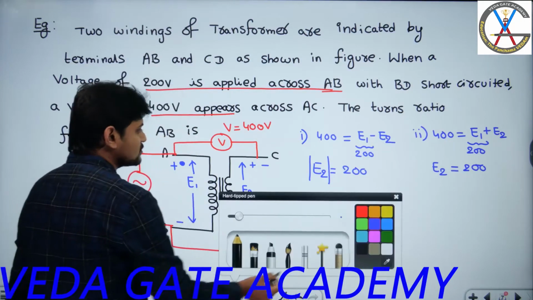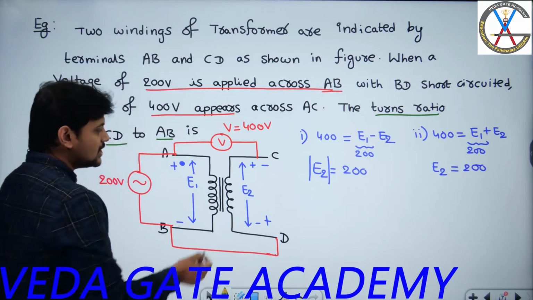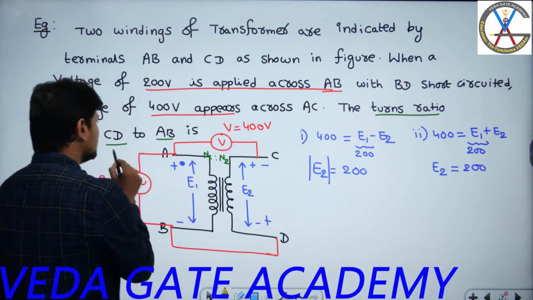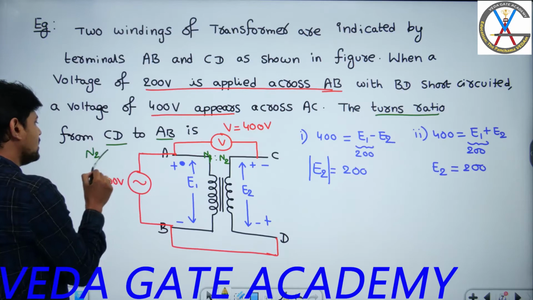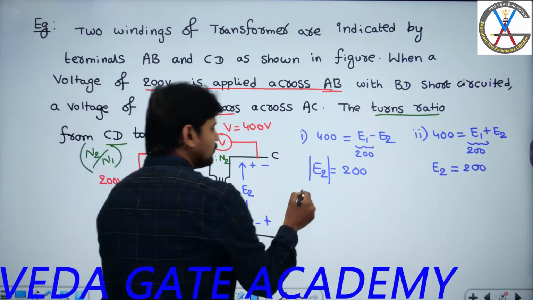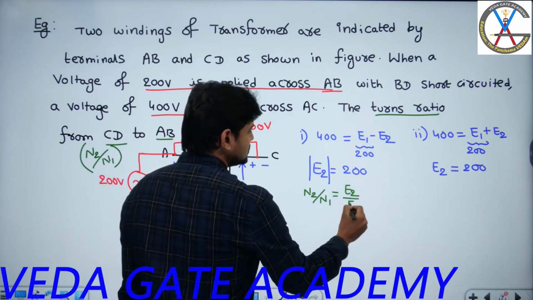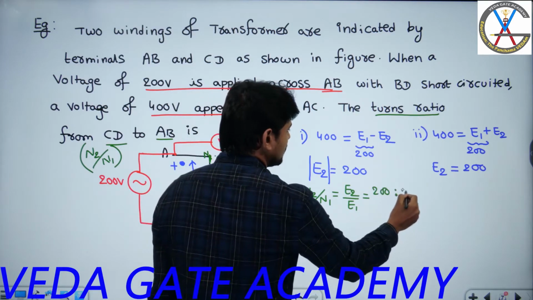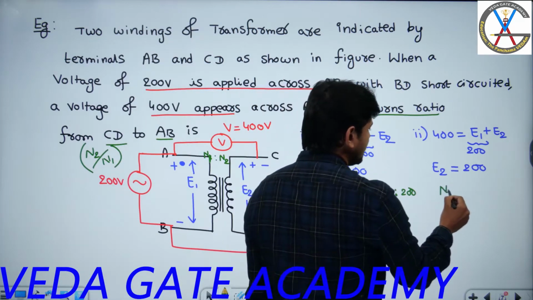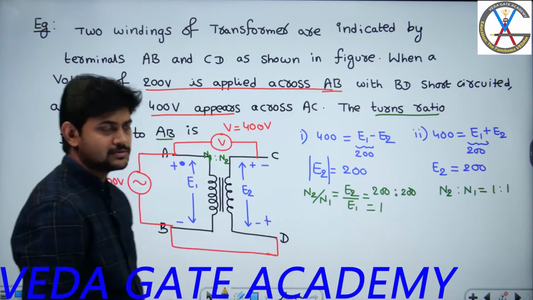What I need to determine in this question, guys, is the turns ratio between whom? CD to AB. So I need to calculate E2 by E1, or N2 by N1. If I assume this is N2 and this is N1, I need to calculate N2 by N1. Turns ratio is our task. N2 by N1 is nothing but E2 by E1, right? So what is N2 by N1 in this case? It is equal to E2 by E1. What is E2 here? 200. And E1 is also how much? 200. So you are going to get a 1:1 transformer. Whereas in this case also, if I calculate N2 to N1, you are going to get 1:1 again, because 200 to 200 is 1:1.